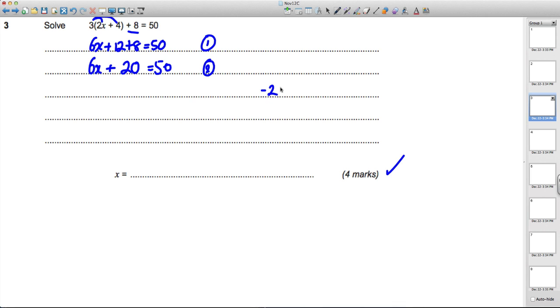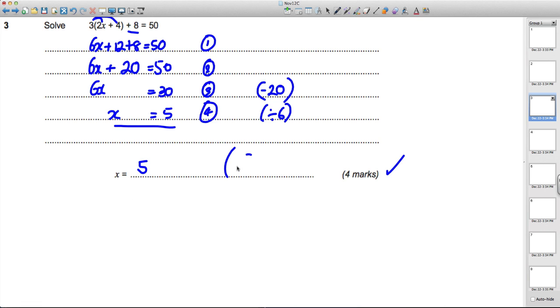Take away 20 off both sides. Tell the examiner what you're doing. 6x would be therefore equal to 30. Maybe that's the 3rd mark. And the last mark, divide by 6. Tell the examiner what you're doing. X would therefore equal 5, and that would be your 4th mark. X is 5, state it, and then don't go away until you have obviously checked your answer.